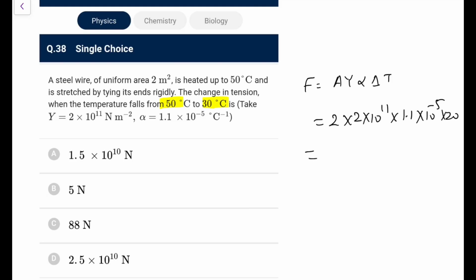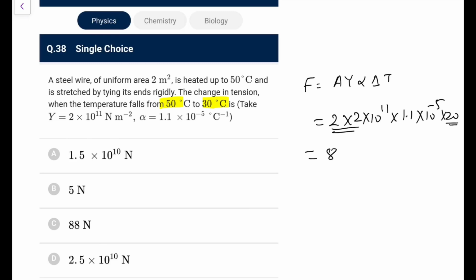A steel wire of given area is heated up to 50 and stretched by tying its ends rigidly. Find the change in tension when the temperature falls from 50 to 30. The change in tension would be due to thermal stress. The additional force that will be generated would be equal to AY alpha delta T. That would be the change. So A is 2, Y is 2 into 10 to the power 11, alpha is 1.1 into 10 to the power minus 5 and the change is 20. So this is 4.